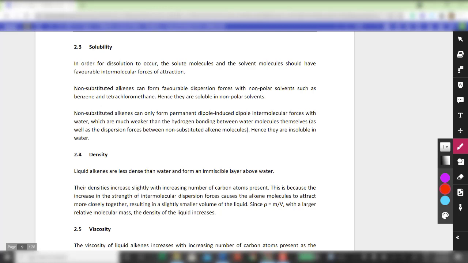So therefore, in terms of density, they are not as well packed, or there are fewer molecules per unit volume as compared to water. So you expect most liquid alkenes to be less dense than water. Okay, and because they do not dissolve with one another, usually you see a very clear-cut two layers.